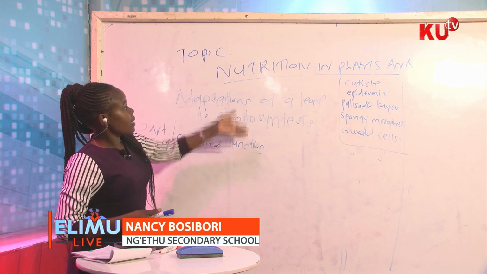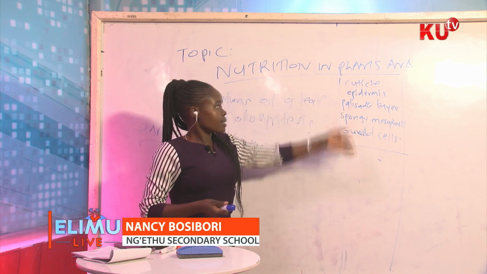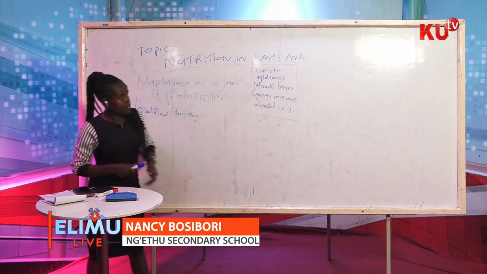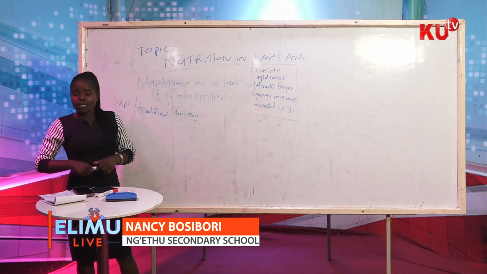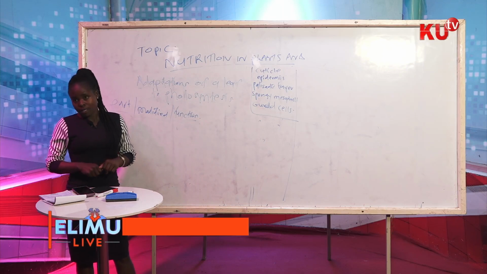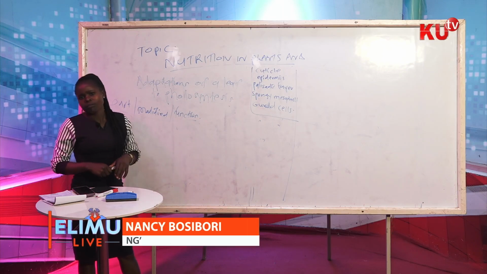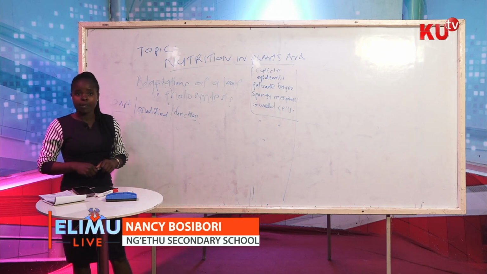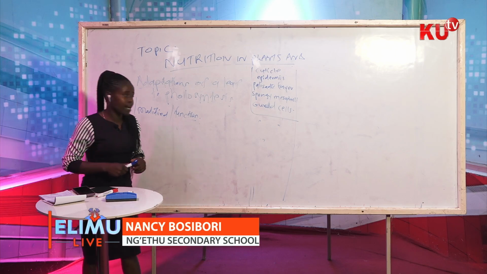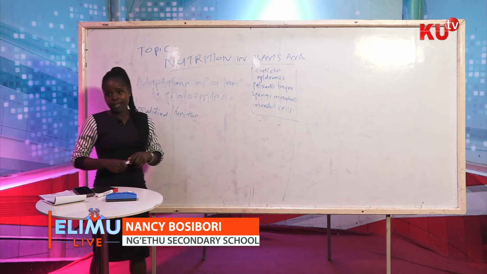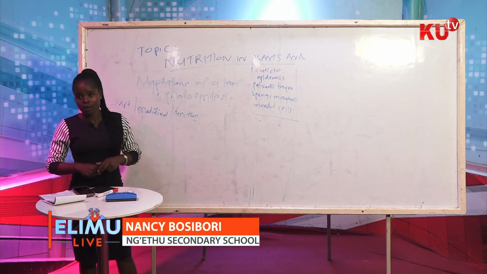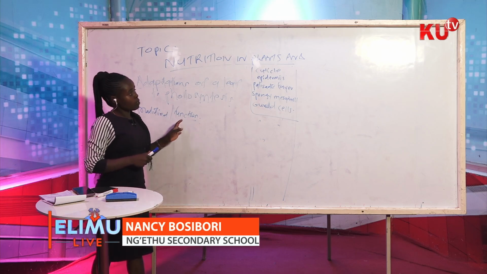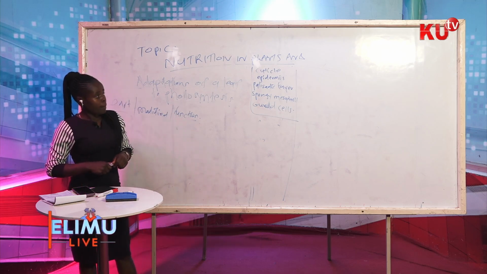You can also say the palisade cells. The palisade layer, the palisade cells. This is the layer that consists of numerous chloroplasts. So you will say that it has the palisade layer which contains numerous chloroplasts that are used during the process of photosynthesis. That's how you will answer this kind of question for you to score the marks.